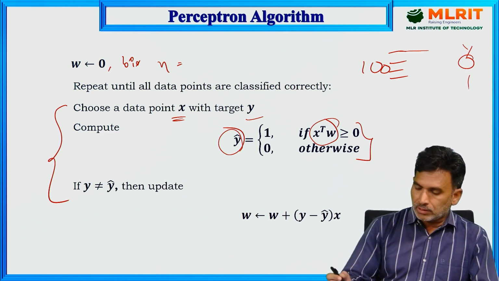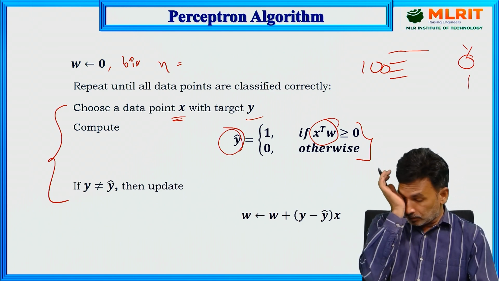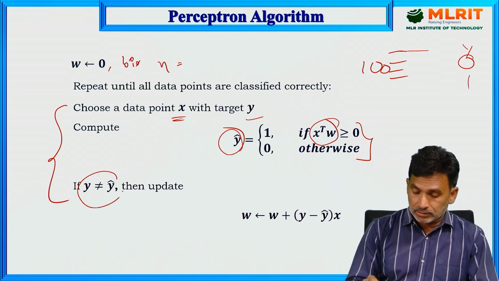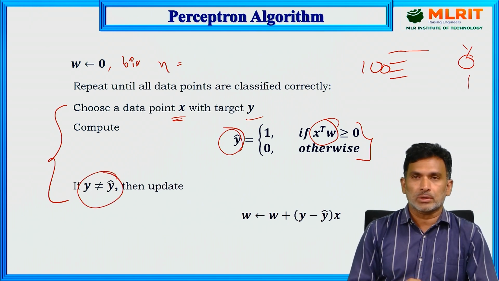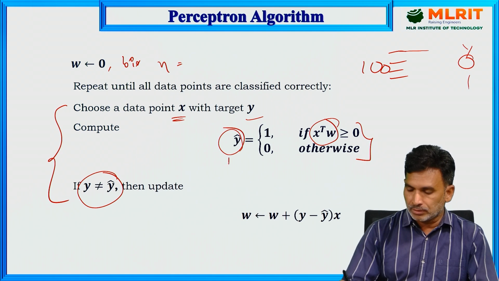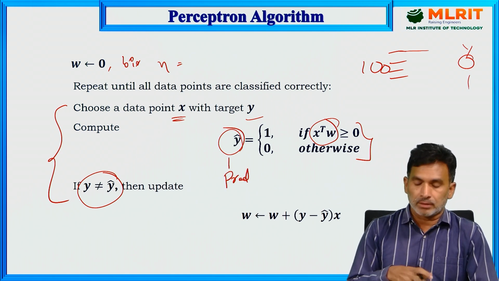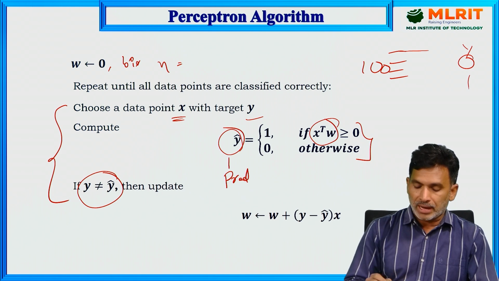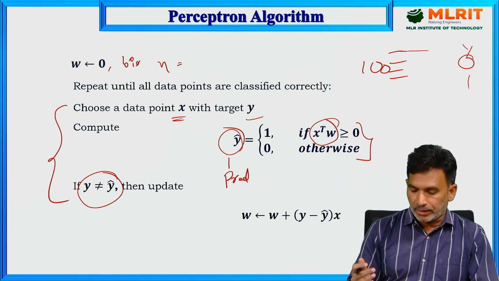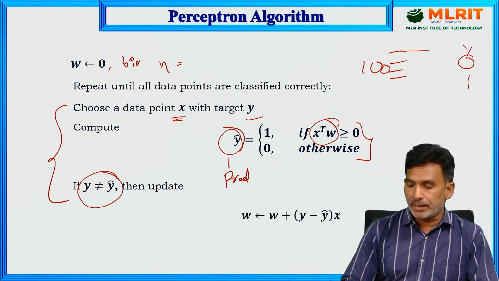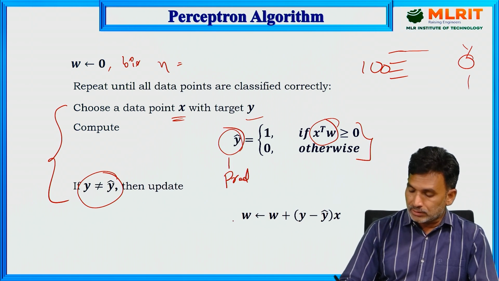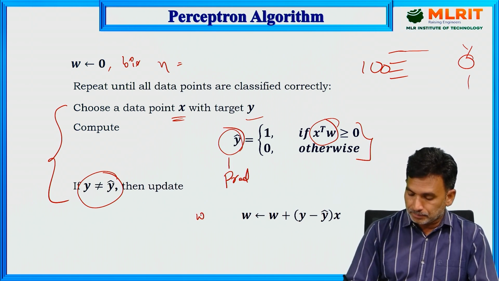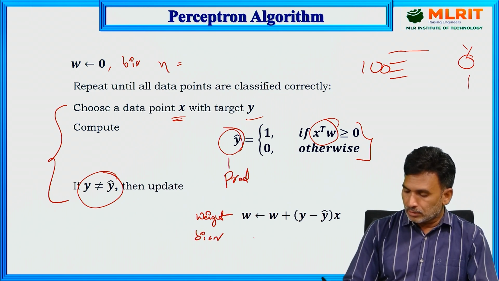Next, once we compute this y hat, we have to check whether it is matching with the actual output or not. This is a predicted output, and it has to match with the actual output. So if it is not matching, that means if y is not equal to y hat, then we have to update mainly two things, that is weight and bias.